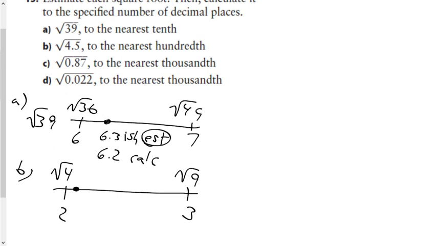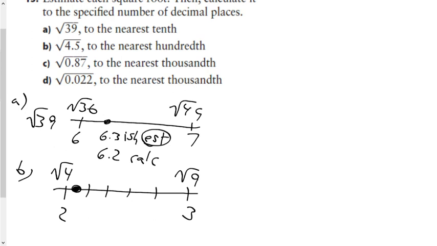4.5 is right around there, would you guess? 5 would be here, 6 would be here, 7 would be here, 8 would be here, 9 would be there. 4.5 roughly there. What's your guess? What's the square root of 4.5? Andrew, what do you think? Estimation. That little black dot right there.